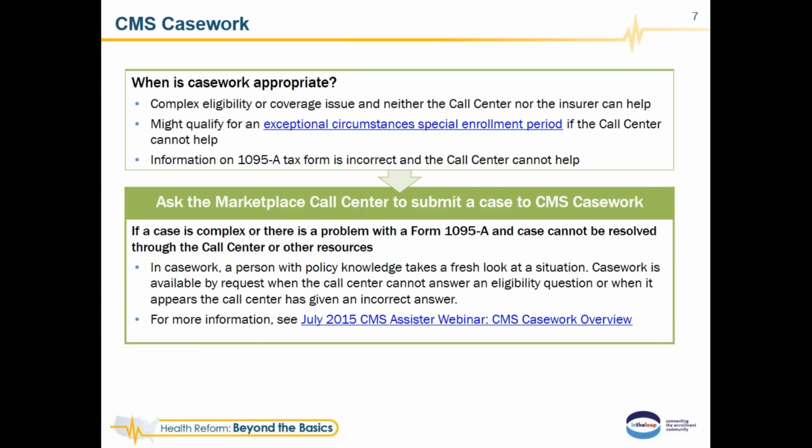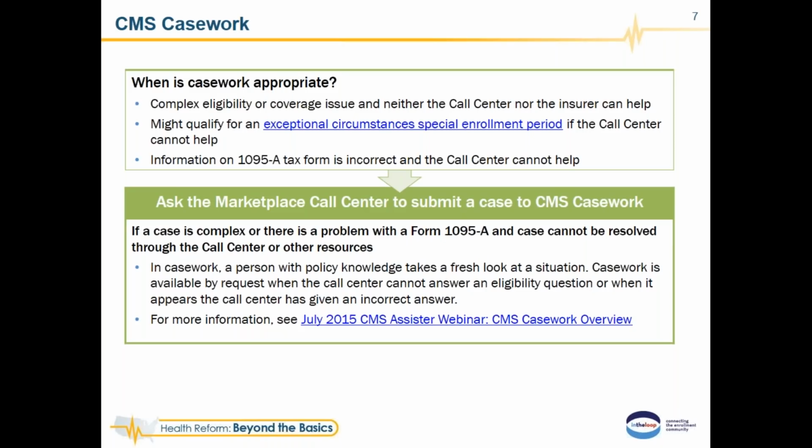Casework is a function that happens within the federally facilitated marketplace. It's appropriate if the consumer is running into a problem with the call center and the issuer can't actually help related to eligibility or coverage. This also sometimes happens if a consumer might be eligible for a special enrollment period based on exceptional circumstances if the call center is unable to grant that. Or, for example, if a consumer receives a 1095-A detailing the months that the consumer had coverage during a year and the premiums that were paid, and the consumer believes that there are errors.